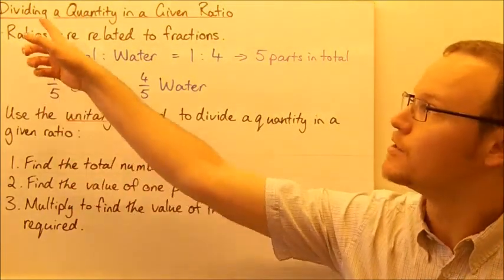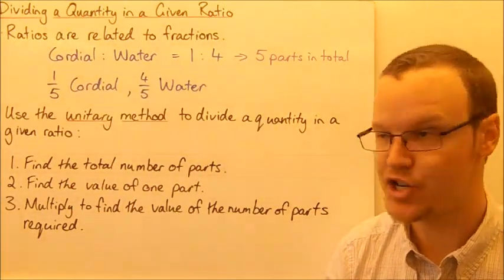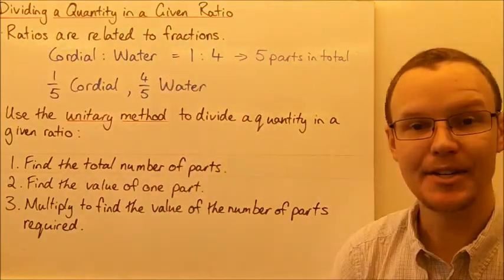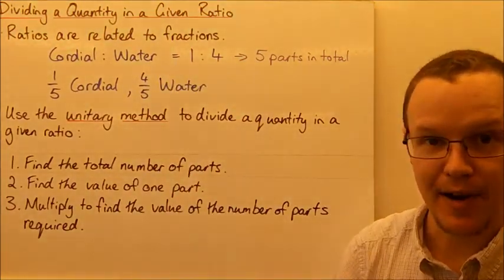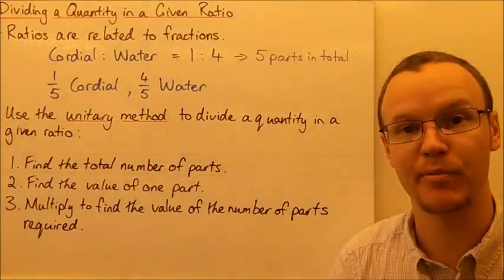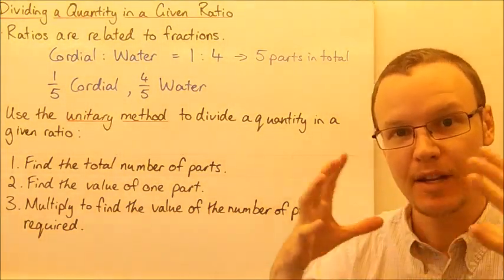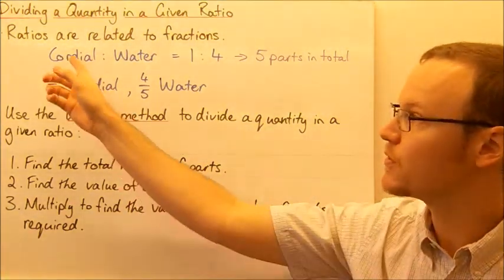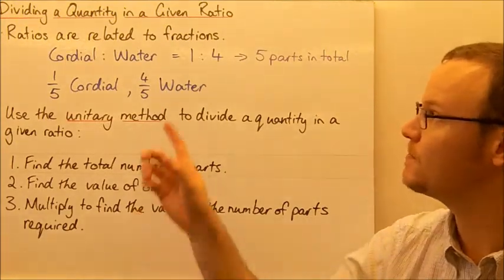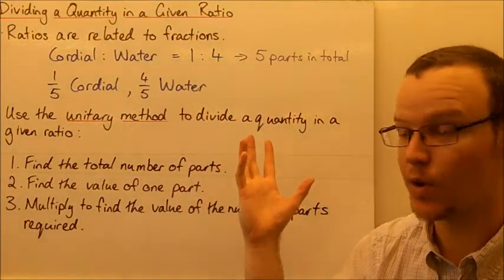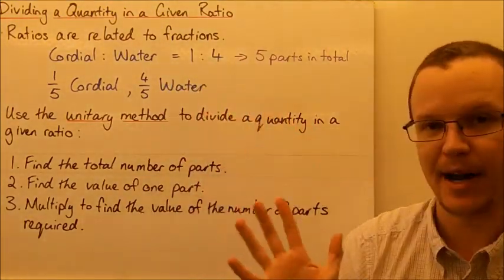Today we're going to look at dividing a quantity in a given ratio. Ratios are related to fractions, because they show the number of parts that are involved in a whole. So if we've got the ratio of cordial to water, say it's 1 to 4, we have 5 parts in total.